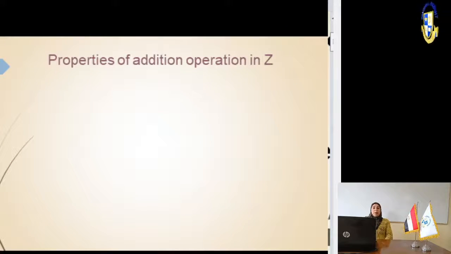Let's see some properties of the addition operation in integers. At the beginning, we will start with the closure property, which means the answer must be found inside this set. If I'm adding any two integers, the answer or the result of them must be found inside this set. For example, a plus b equals c, if c belongs to the integers and a and b belong to the integers.